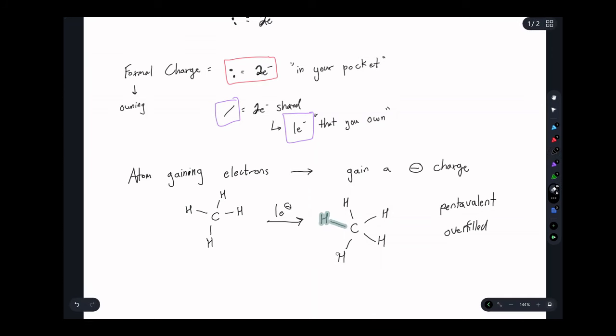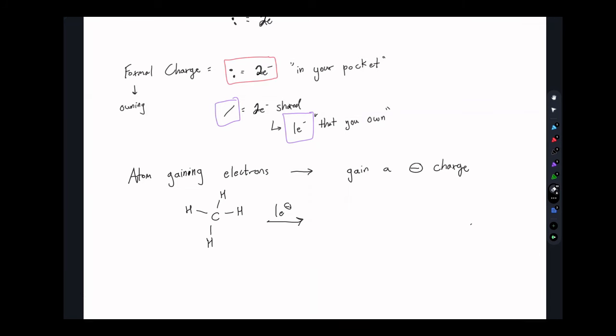It turns out that when we're talking about formal charge going forward, and this is going to be true for carbon, for oxygen, for nitrogen, and for the halogens, the only way that you can gain electrons is by trading a bond for a lone pair.